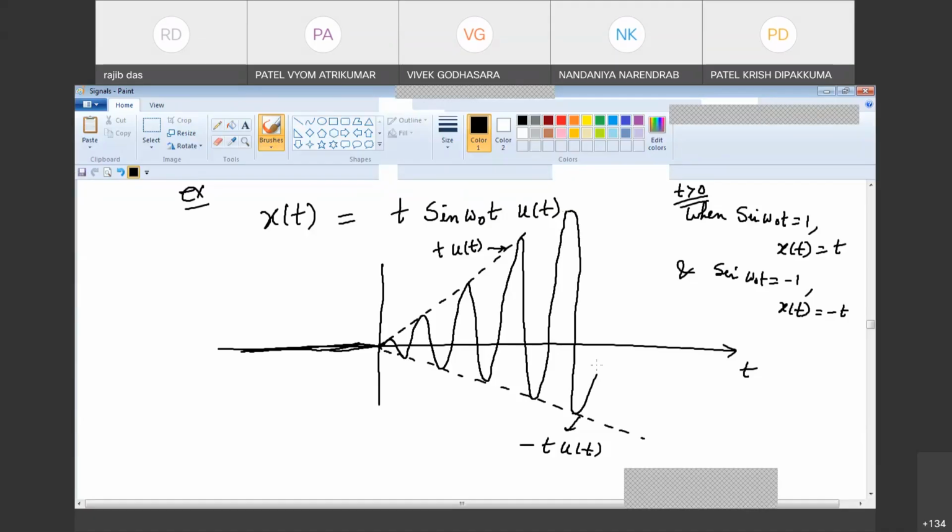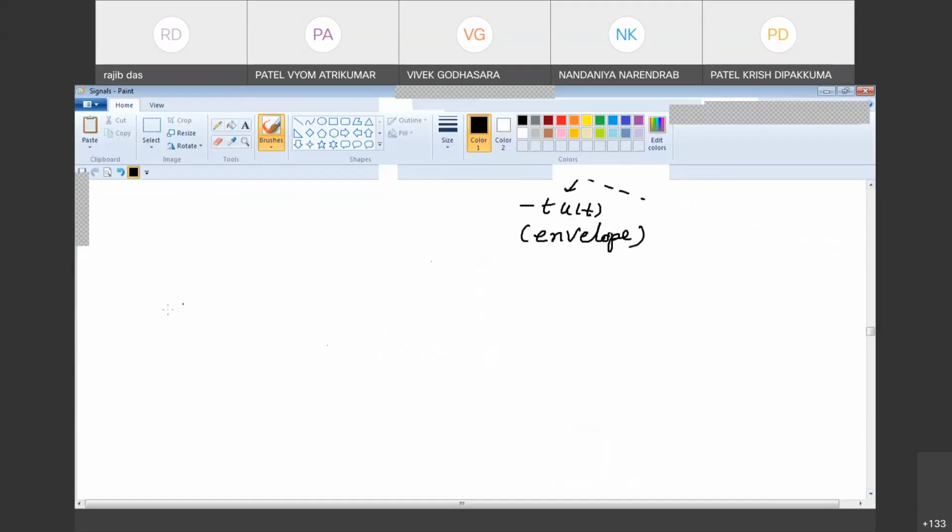Is it clear? So this is called the envelope of this resulting signal, because this is the boundary within which we can draw the sinusoidal signals. Very similar way. So any confusion, please?